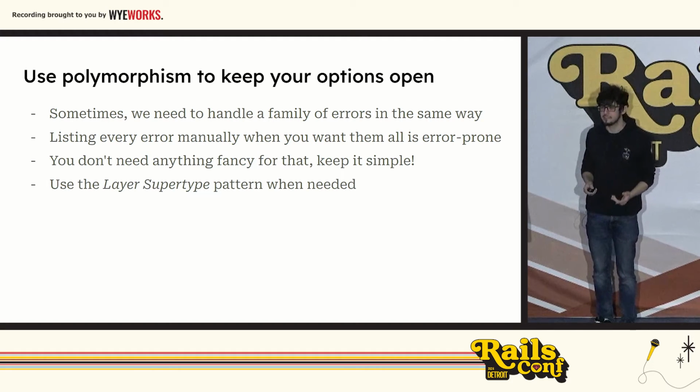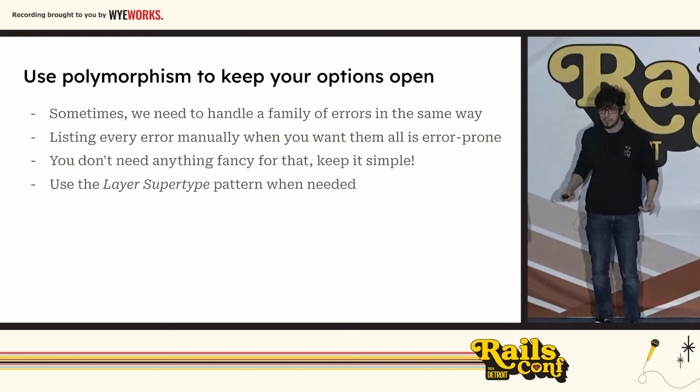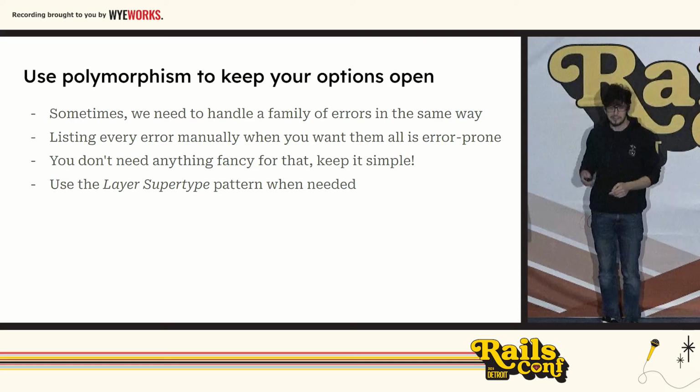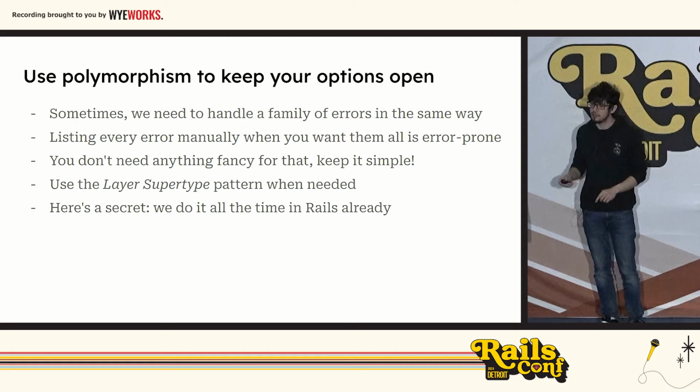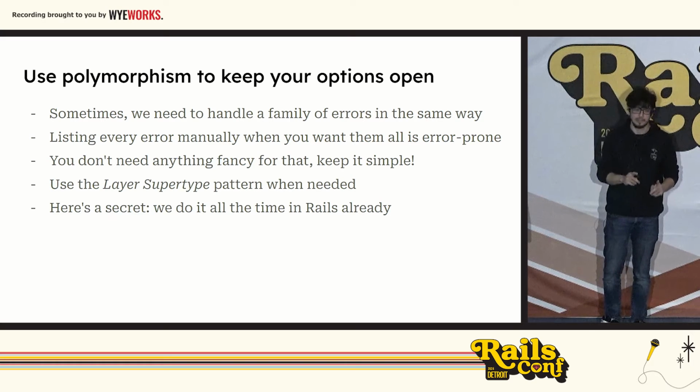And maybe you're wondering, this dude just said we don't need anything fancy, and then says a fancy name like layer supertype. I'm sorry for that, but I'm going to tell you a secret. We already do that with Rails all the time. We just don't know the name. But I'm going to show you some examples of how we do that with Rails.